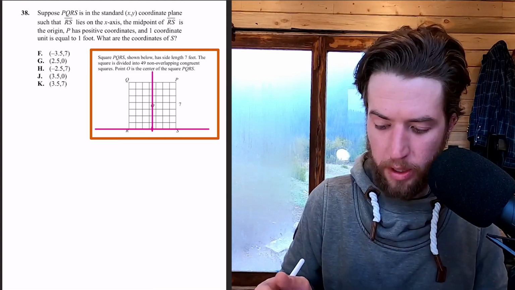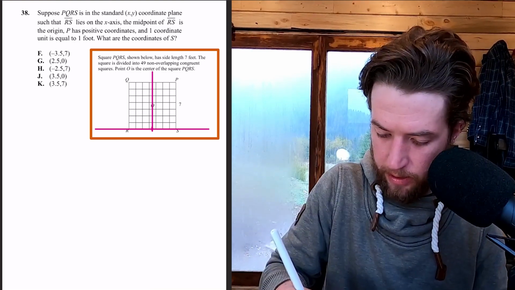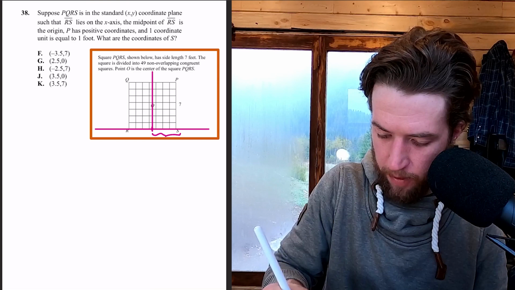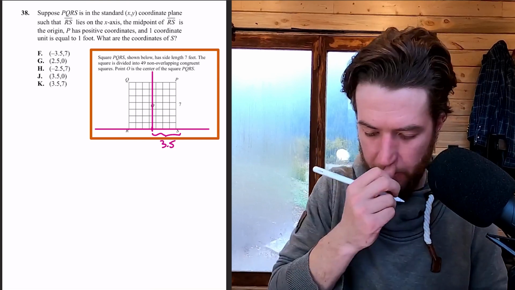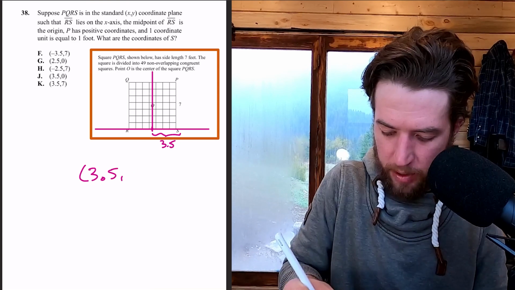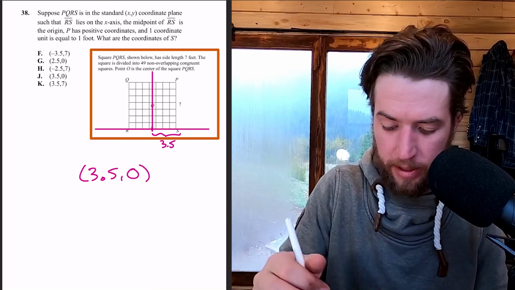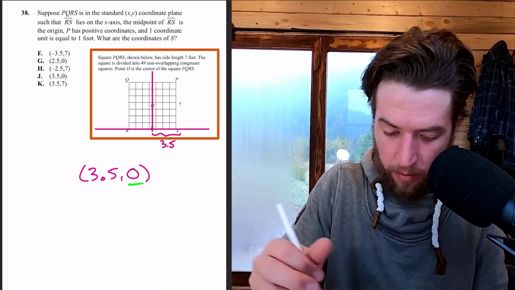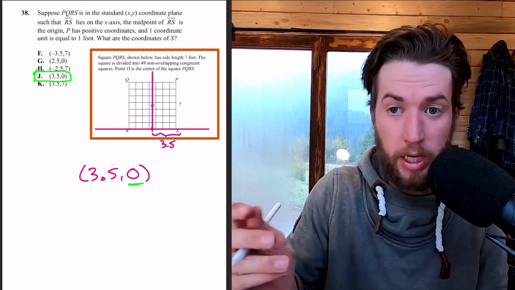Okay, so what is the coordinate of S? That's not so hard. So this is just 3.5 over, which is half of 7. So the coordinate is 3.5 comma 0 because it's right on the x-axis. So no y value. 3.5 comma 0, answer J. On to the next.